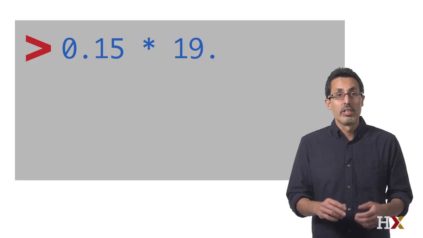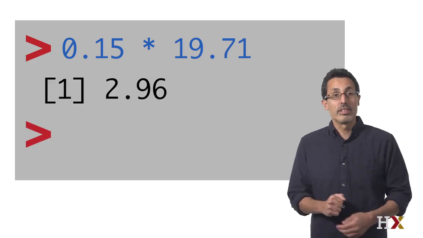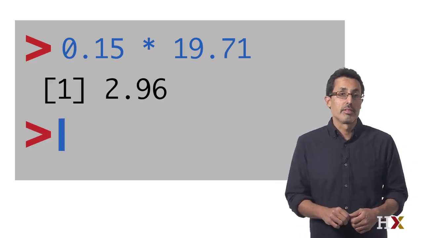As a very quick and simple example, try using the console to calculate a 15% tip on a meal that costs $19.71. Here's how you do it. You just write the numbers out, hit return, and you get your answer. You should leave a tip of $2.96.